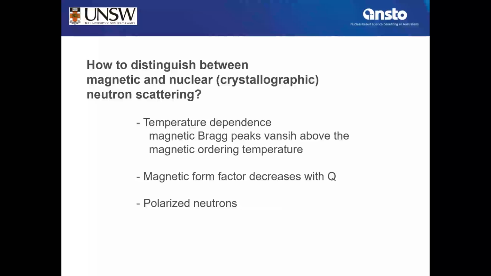So the challenge now is how can we distinguish between magnetic and nuclear crystallographic neutron scattering? The first trick is the temperature dependence, because above the magnetic ordering temperature, the magnetic signal must disappear. The second trick is we look at the magnetic form factor, which decreases as function of Q. And the third trick is we use polarized neutrons. That's what I will show in the very end.